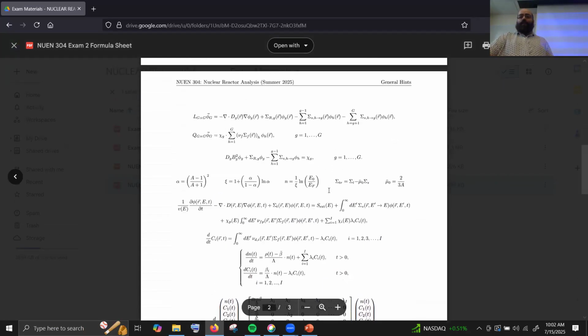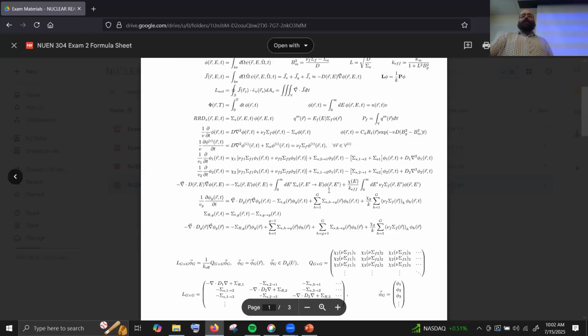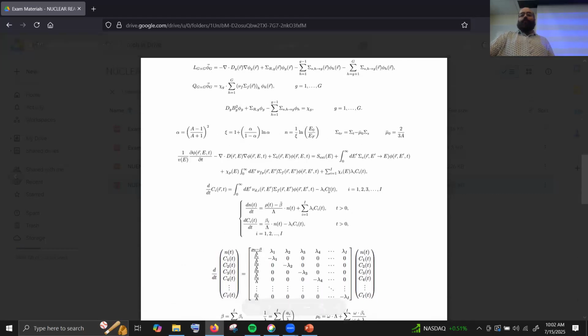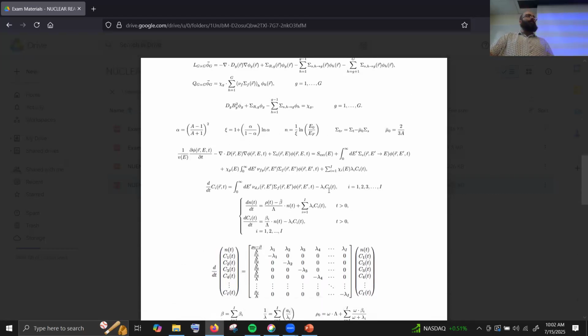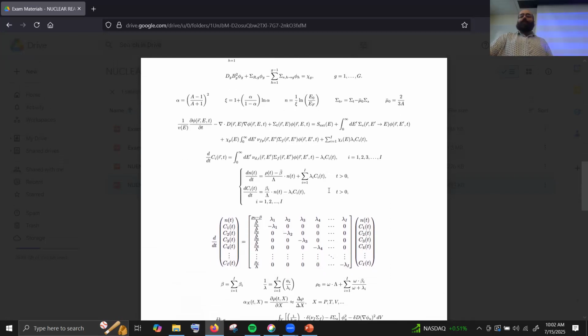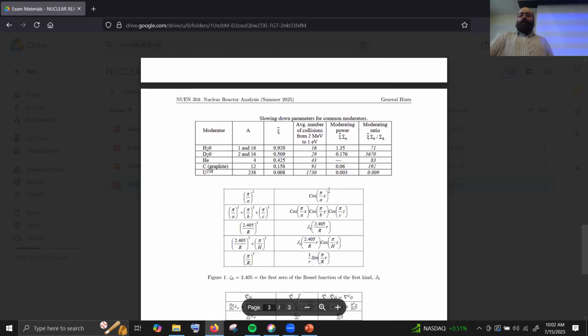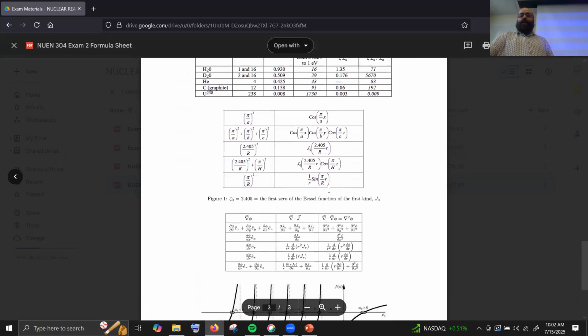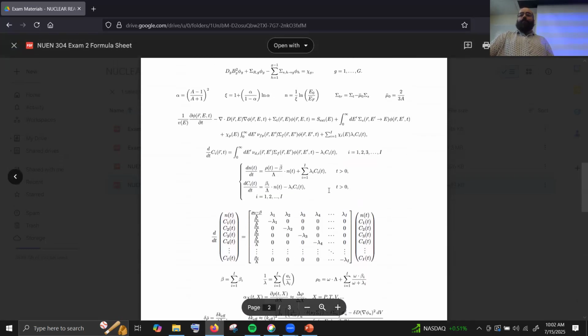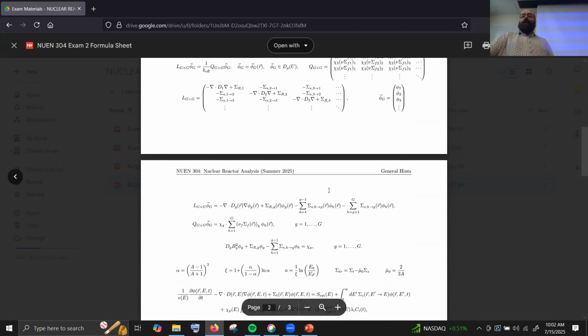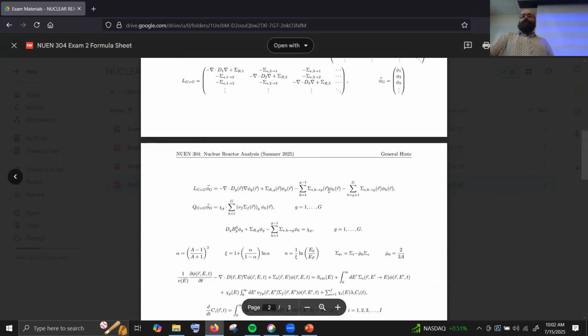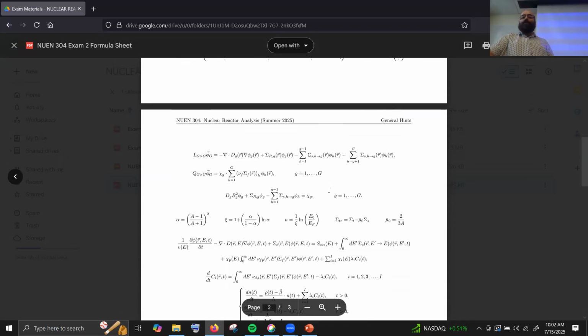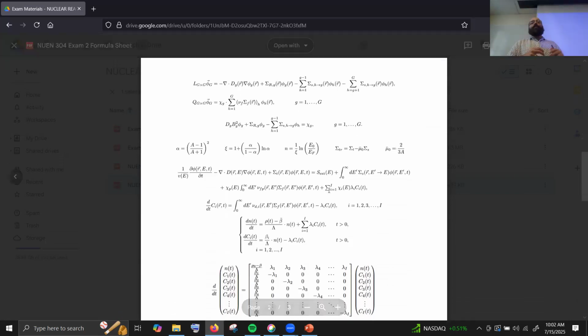It contains basically all the same formulas from exam one, plus an extra page that represents the new equations and models that we've learned in exam two, and then some other tables and graphs. So make sure you're familiar with that. You don't want to go into the exam not knowing what's on the formula sheet. Make sure that you are practicing and understanding the differences between the different models.